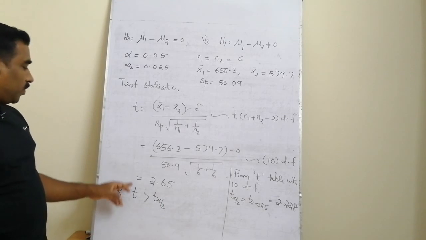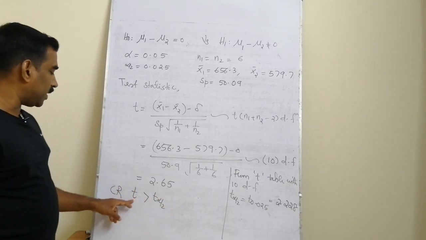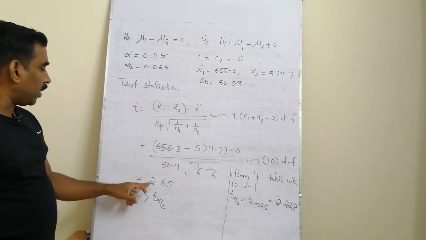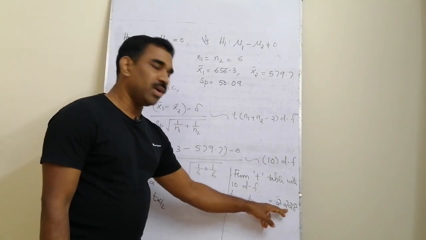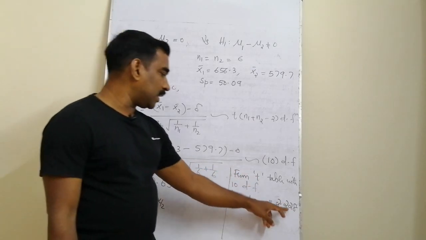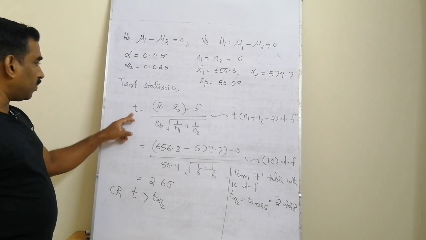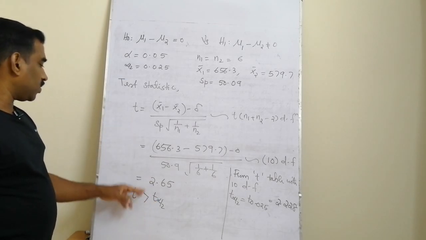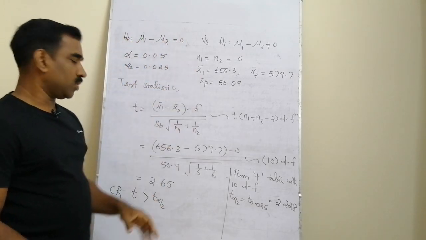What is the critical region? If this computed value exceeds T alpha by 2, we will reject the null hypothesis. Here, what is the situation? The computed value 2.65 is greater than the value obtained from the T table. Because the computed value is greater than the tabled value, we will reject the null hypothesis, because the computed figure lies in the rejection region. So we are rejecting the null hypothesis H naught: mu1 minus mu2 is equal to 0.